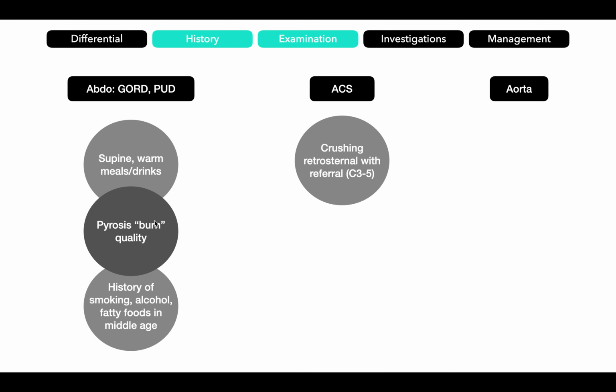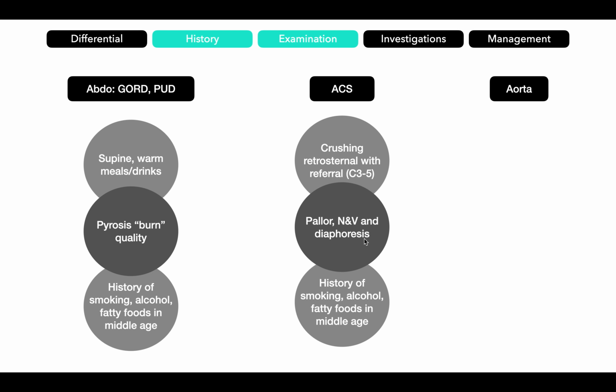ACS, the quality is different, so it's not a burning sensation, it's crushing retrosternal pain with a referral to the C3 to 5 dermatomes. They will look grey, they'll have a pallor, nausea and vomiting may result, and then torrential sweats, or diaphoresis as it's called. They'll have a similar history.